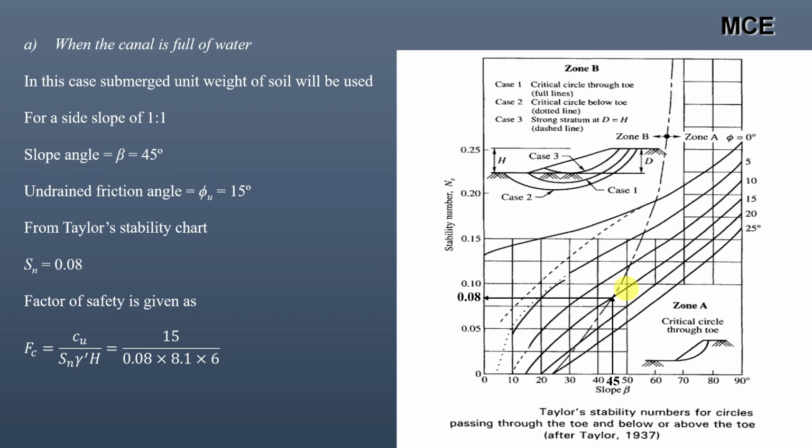Factor of safety against cohesion is given as Cu divided by Sn into gamma dash into H. Cu is the undrained cohesion, which is 15 kilopascal. Sn is the stability number, which is 0.08. Gamma dash is the submerged unit weight, because in this first case the canal is full of water, and H is the height of the slope, which is 6 meter. From this you can find the factor of safety for the first case, which is 3.86.